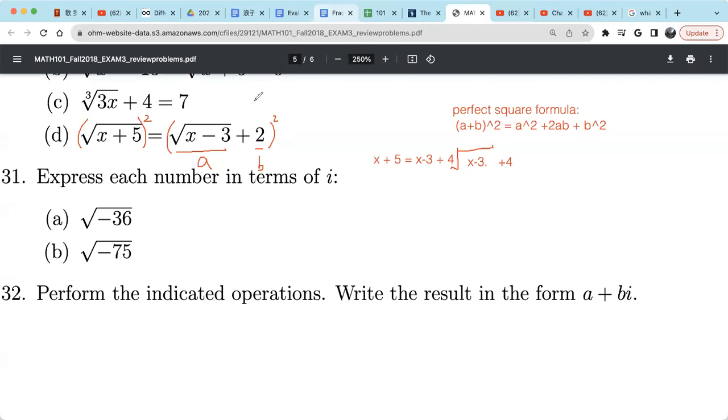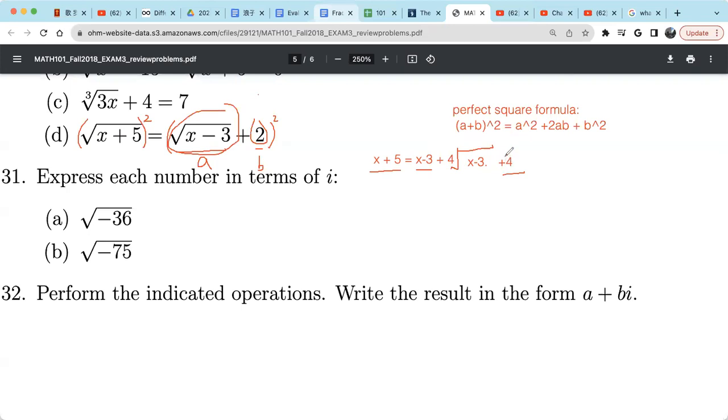By the perfect square formula, the square root of x plus 5 is just x plus 5. The square of the square root of x minus 3 is just x minus 3. Then 2 squared is just 4. The middle term comes from multiplying a and b, which is 2 times the square root of x minus 3. Then we multiply by 2 again, so we get 4 square root of x minus 3.